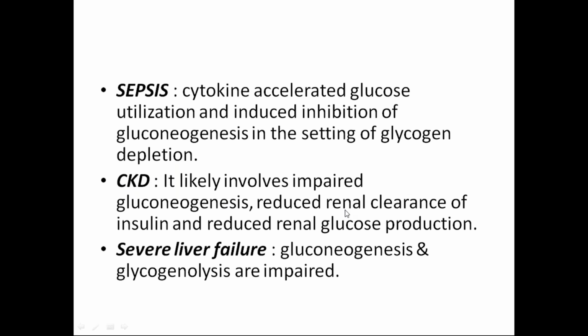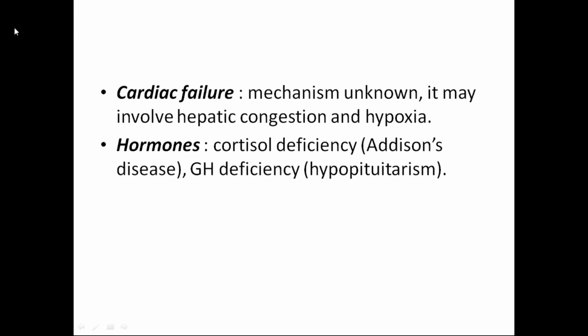CKD, chronic kidney disease, and severe liver failure: gluconeogenesis and glycogenolysis are impaired. Cardiac failure, we don't know the mechanism. Perhaps hepatic congestion. In right heart failure, we see hepatic congestion, right? Hepatomegaly. So that may be the cause. And Addison's disease, like in adrenal insufficiency, can cause hypoglycemia, and so can hypopituitarism.